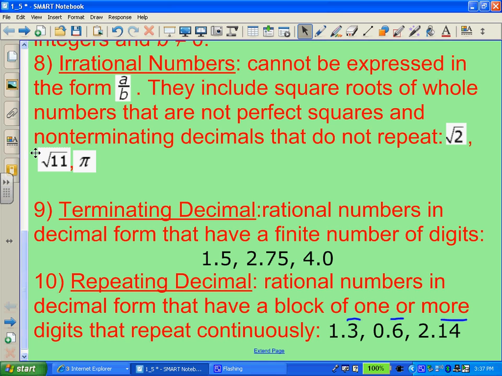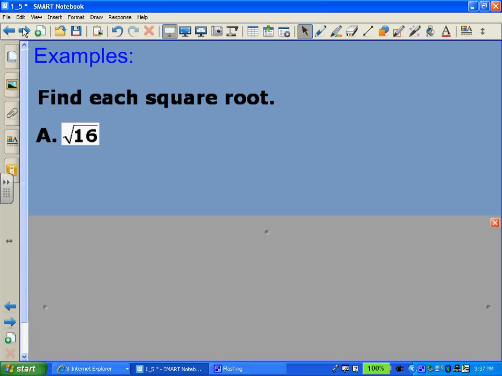The first thing you'll see in your homework today asks you to find square roots. Now the nice thing about these is that these are going to be perfect squares, so you should know most of them pretty easily. So I have the square root of 16. So again, it's asking what number times itself is 16. And hopefully you know that 4 times 4 is 16, so the square root of 16 is 4.